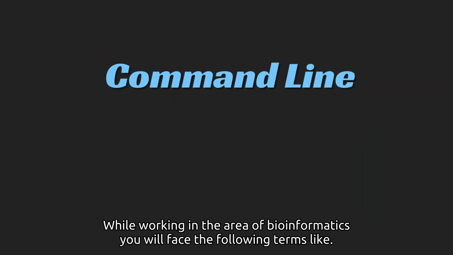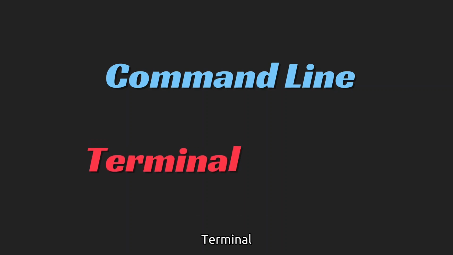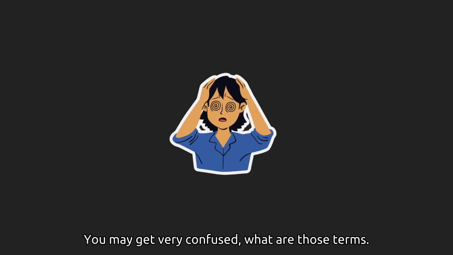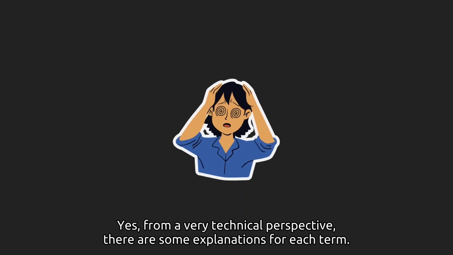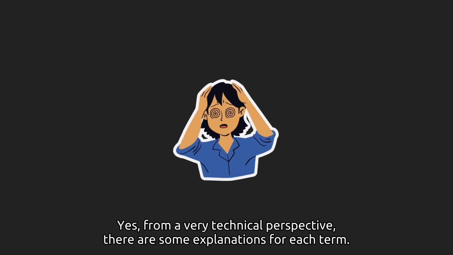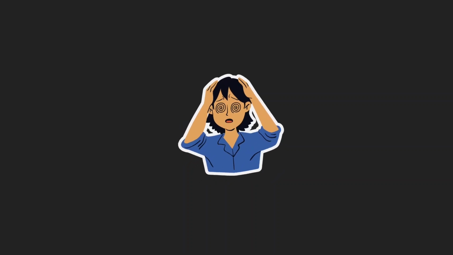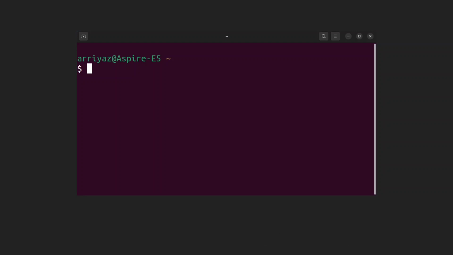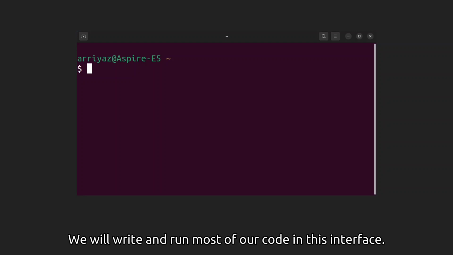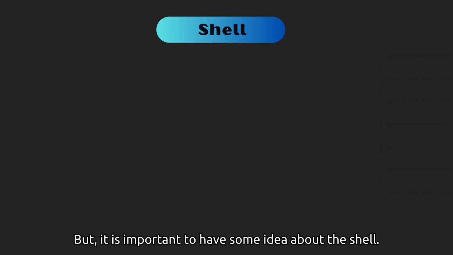While working in the area of bioinformatics, you will face the following terms like command line, terminal, shell. You may get very confused. What are those terms? What are the differences? Yes, from a very technical perspective, there are some explanations for each term. But to keep things simple, all those terms can be referred to this particular interface. We will write and run most of our codes in this interface. But it is important to have some idea about shell.